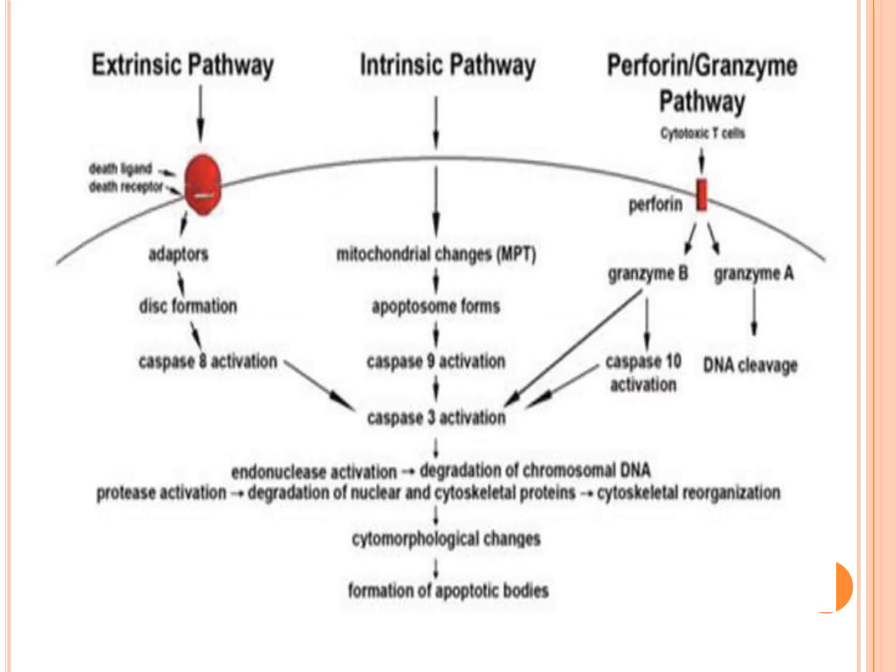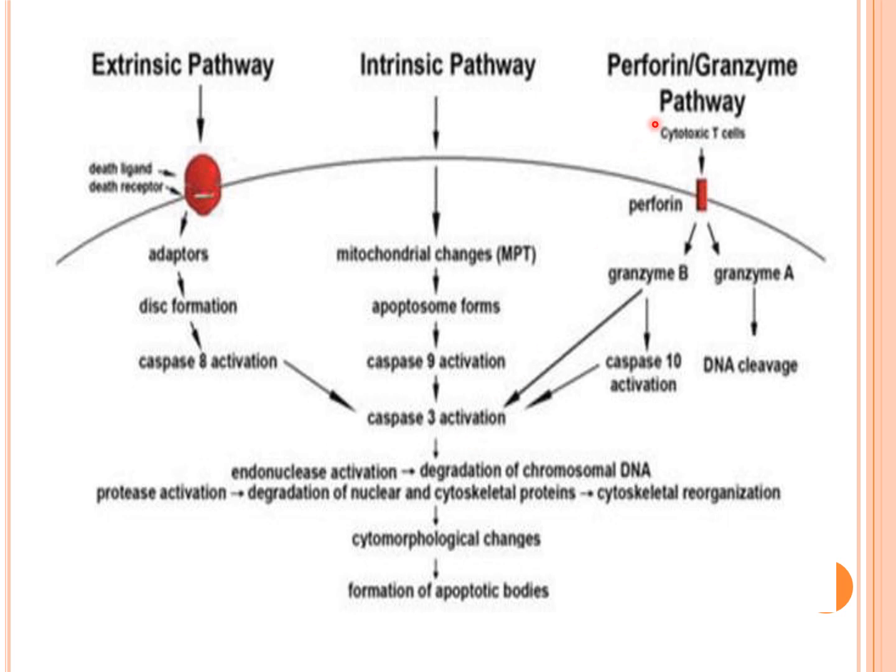So in both the extrinsic and intrinsic pathways, we will see what happens. There will be a death ligand, a death receptor will be present, adapters will be present, and DISC formation will be seen, and caspase 8 activation will take place in the extrinsic pathway. In the intrinsic pathway, mitochondrial changes will take place. Apoptosome will form and caspase 9 will be activated, and then caspase 3 will be activated.